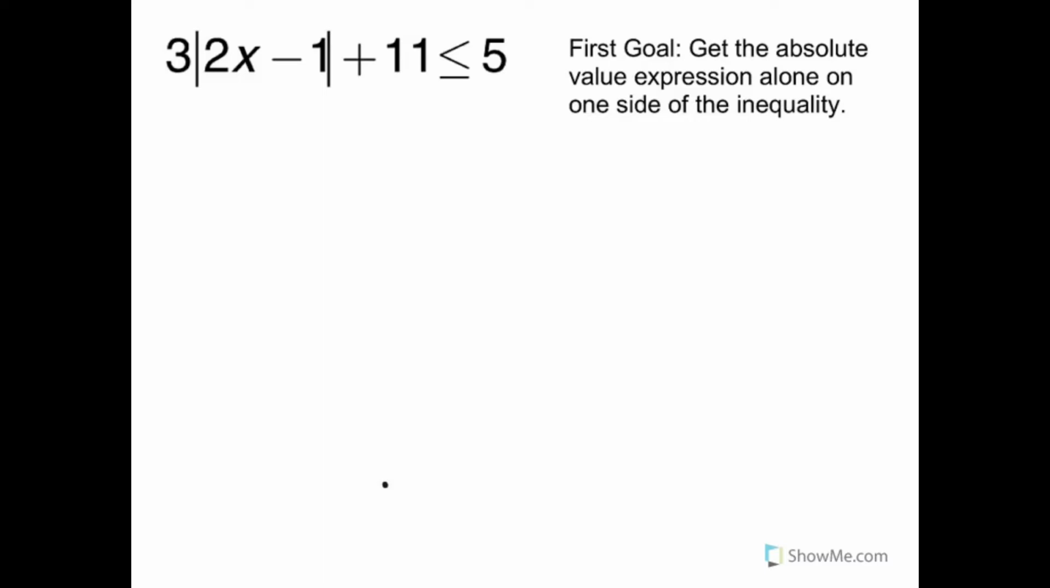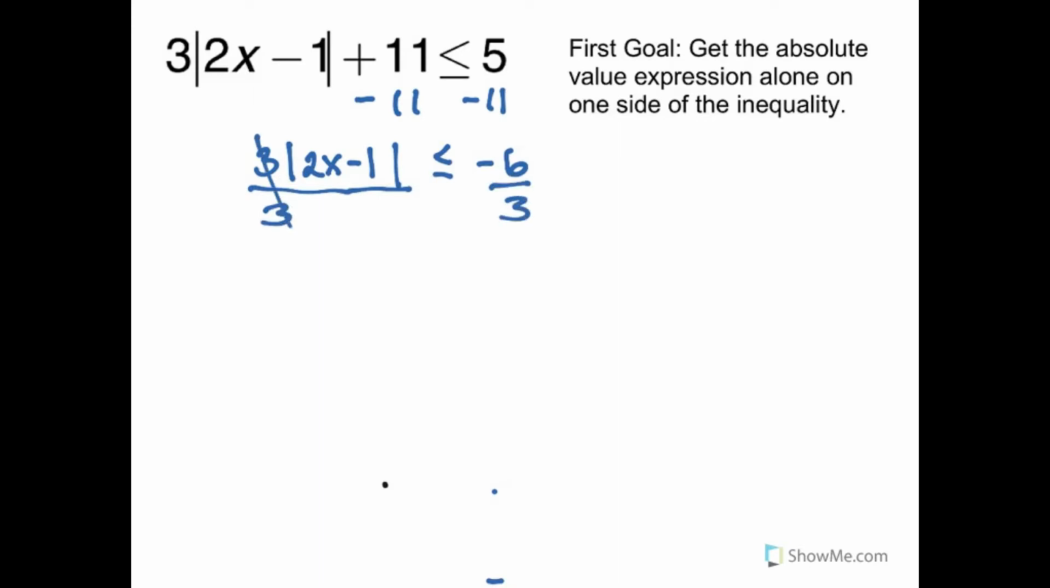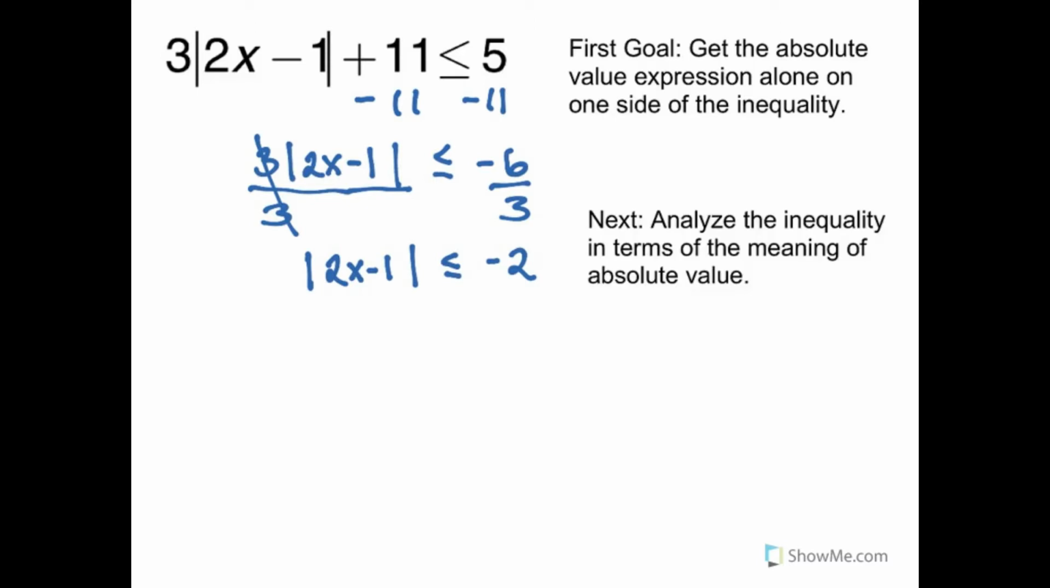So I'm going to begin by subtracting 11 from both sides. That's going to give me 3 times the absolute value of 2x minus 1 is less than or equal to negative 6. Now I divide both sides by 3. 3 is positive, so I don't need to flip the inequality. The absolute value of 2x minus 1 is less than or equal to negative 2. I've accomplished my first goal.